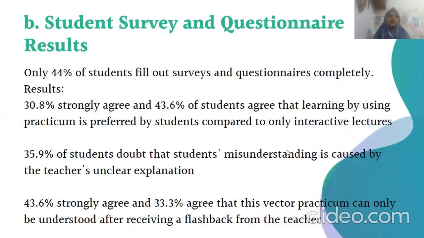And the last one about the survey, it talks about 43.6% strongly agree and 33.3% agree that this factor, practicum, can only be understood after receiving feedback from the teachers, because when we had a good experiment, the teachers also need to give feedback and review which part is the true one or the false one. Then they can know which one is true, and remember it for the next case.